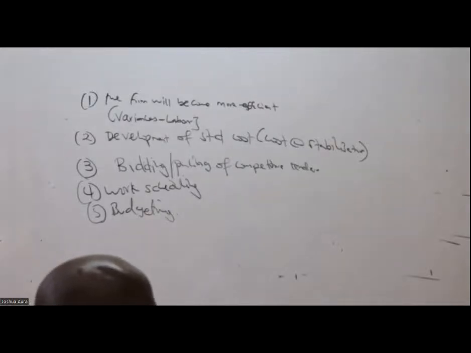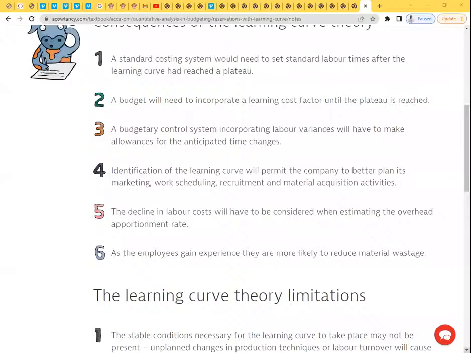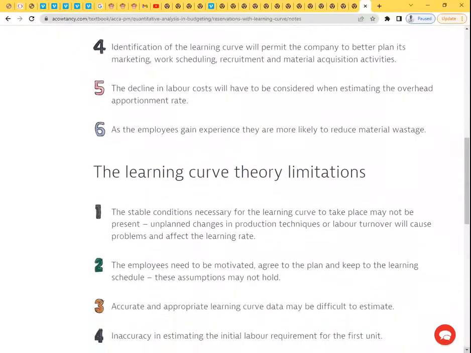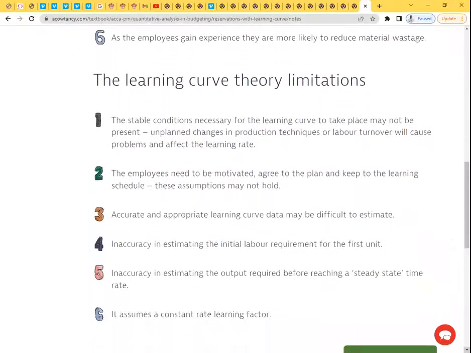You can easily end up getting so many marks there, right? Now the learning curve theory limitations. What they're telling us here is that the stable conditions necessary for the learning curve to take place may not be present. Unplanned changes in production techniques or labor turnover will cause problems and affect the learning rate. The employees need to be motivated, agree to the plan, and keep to the learning schedule. These assumptions may not hold.